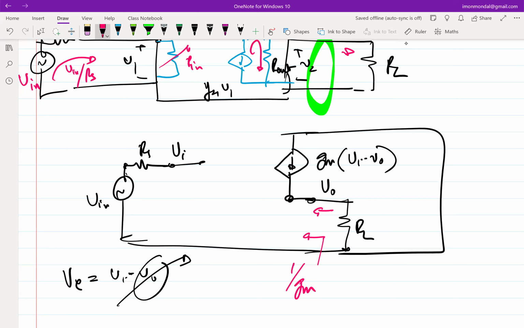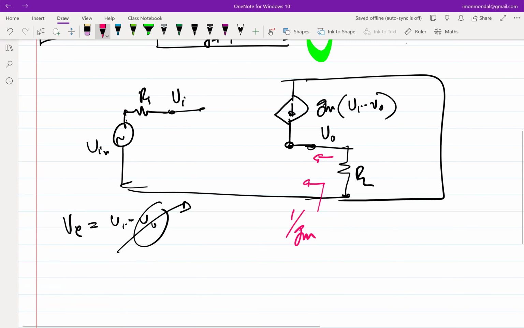So as per the arguments that we have laid out, as long as we can make 1 over GM much smaller than RL for a voltage source, then this should behave like a voltage controlled voltage source. The control part is easy because the input impedance is infinite, that is getting taken care of. On the output side, we have to ensure that. This is where we stopped.